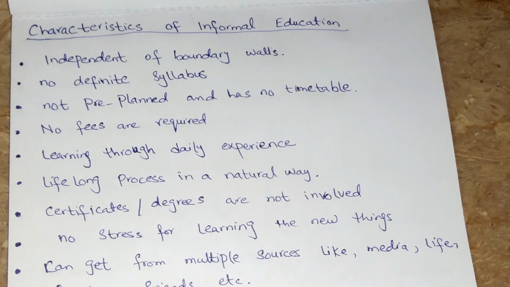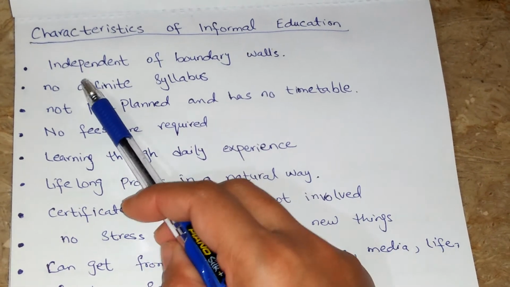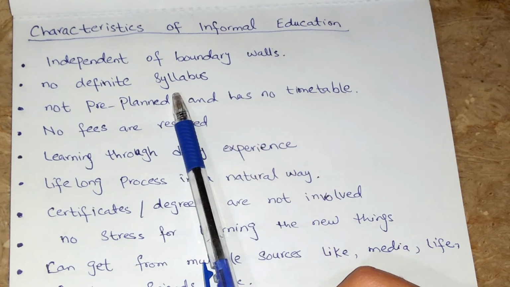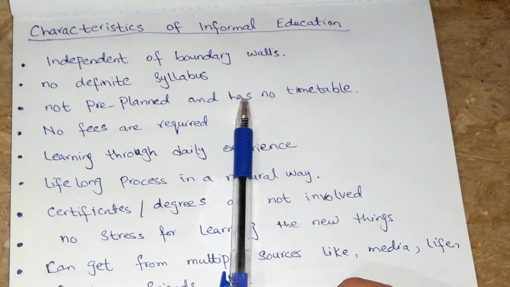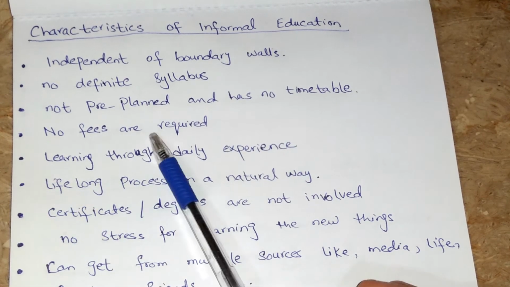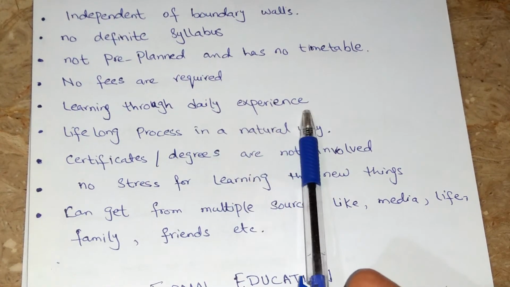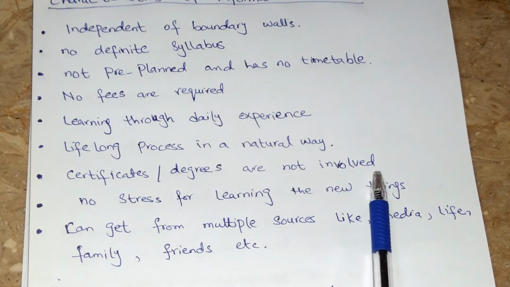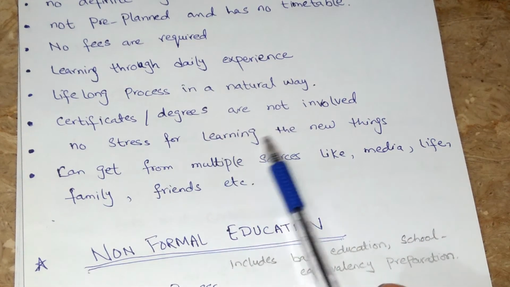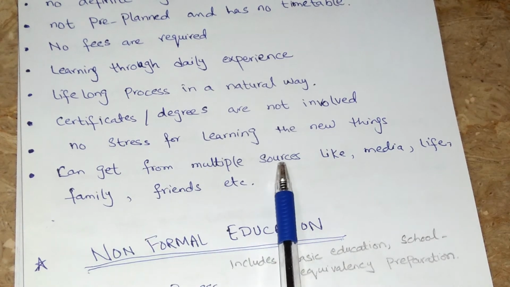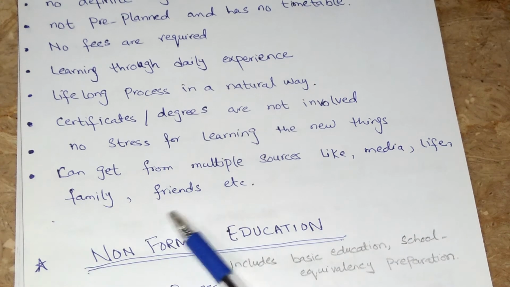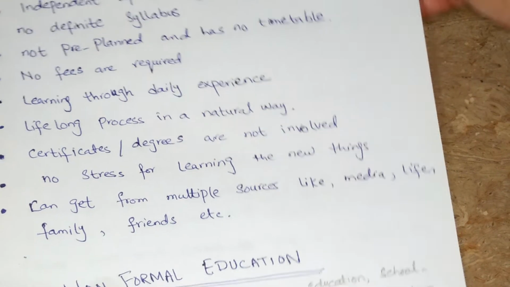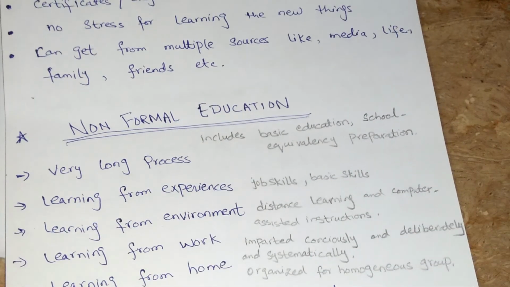Now, the characteristics of informal education: it's independent, there is no limitation of boundary walls, no defined syllabus, nothing pre-planned, no timetable, no fees required, learning through daily experience, a lifelong process in a natural way. Certificates or degrees are not involved. There is no stress for learning new things. You can learn from multiple resources like media, life, family, friends, etc. If you have any query related to informal education, you can ask me in the comment section.